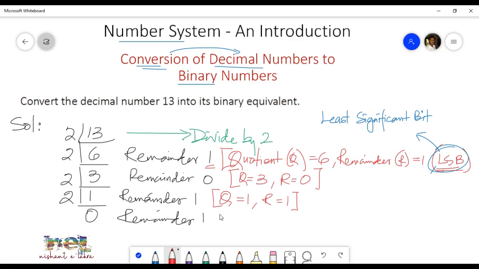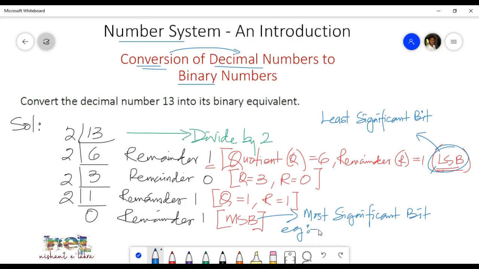Okay, when we are multiplying 2 with 0, there will be a remainder left, that will be 1. Now this last digit that we get, after we multiply 2 with 0, is termed as MSB. Now what does MSB stand for? It stands for most significant bit. And I guess you understand where it will be placed?